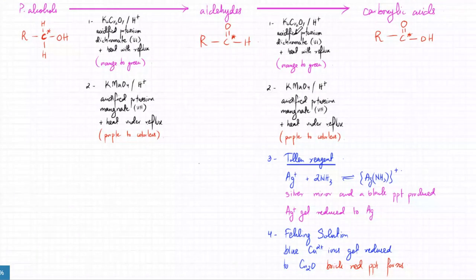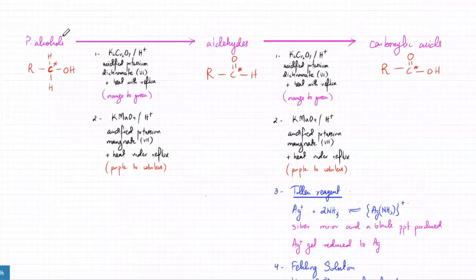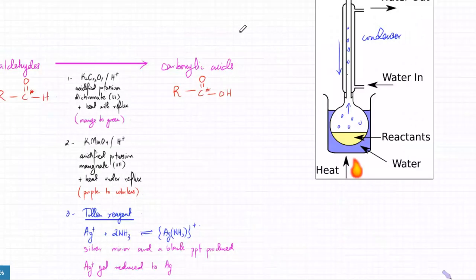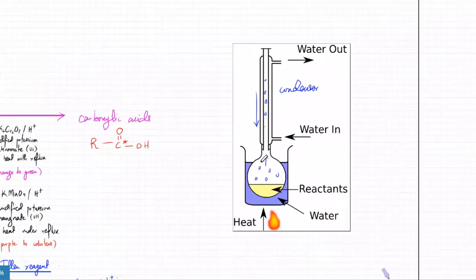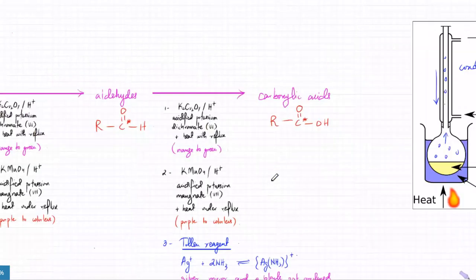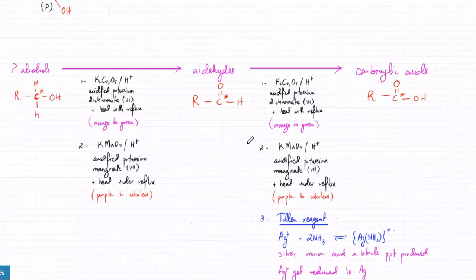sir. Now the thing is, let's say we start off with a primary alcohol. The reaction is not going to stop at an aldehyde. It will eventually end up forming a carboxylic acid. Why does the reaction never stop at aldehydes? Because you're using reflux. If you use reflux, no molecules can get out of the container. They're stuck in the container. So the reaction will just continue, because the molecules that are forming are not able to escape the container. You'll end up with carboxylic acids.